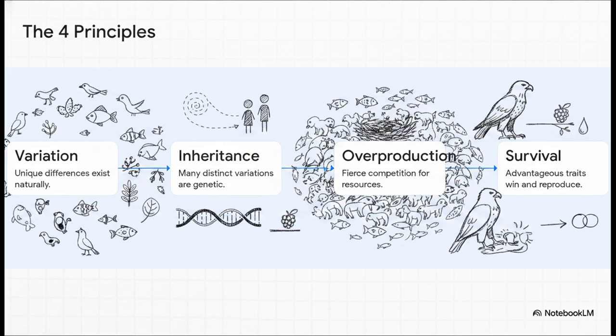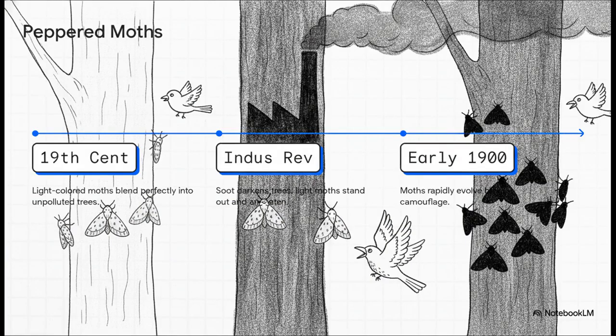And finally, step 4 is differential survival. Offspring that happen to have advantageous traits compete better, and they survive to reproduce. So the crucial point here is that when you mix inherited variation with the struggle for existence, boom, you get survival of the fittest. The advantageous traits win the day. To really lock this in, let's look at a classic, observable example that proves this isn't just ancient history.